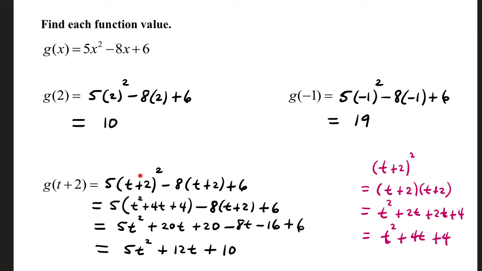5 times t plus 2 squared minus 8 times t plus 2 plus 6. Don't forget that t plus 2 quantity squared is 2 of them. Over here in the plum colored ink, t plus 2 squared is 2 of them multiplied out. So this is where I'm getting the t squared plus 4t plus 4. Distribute 5, distribute negative 8. We get 5t squared plus 20t plus 20 minus 8t minus 16 plus 6. Combining like terms, 5t squared plus 12t plus 10.